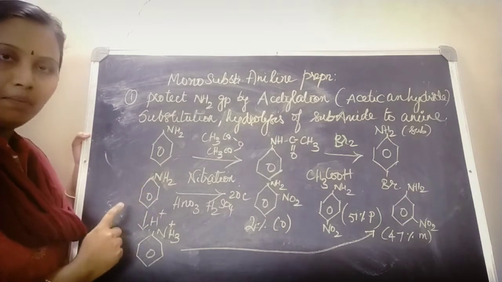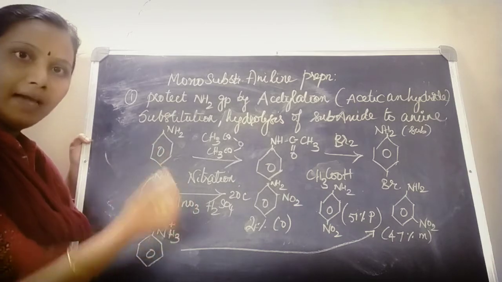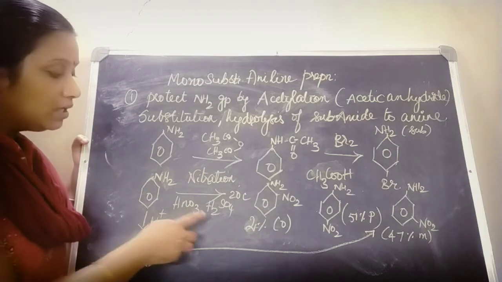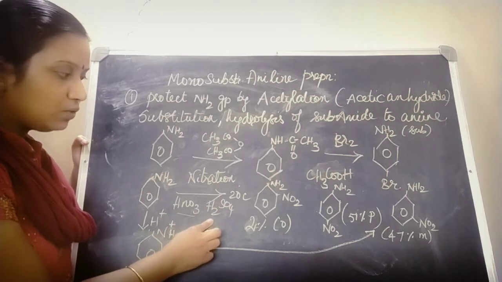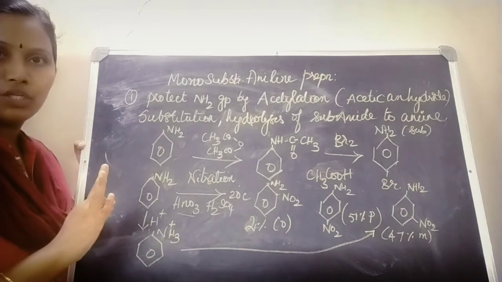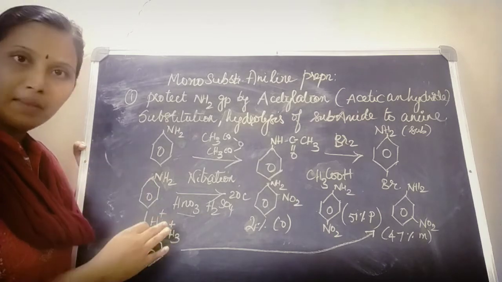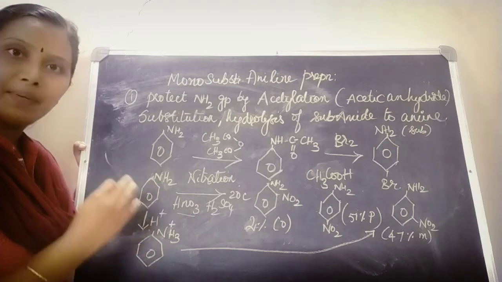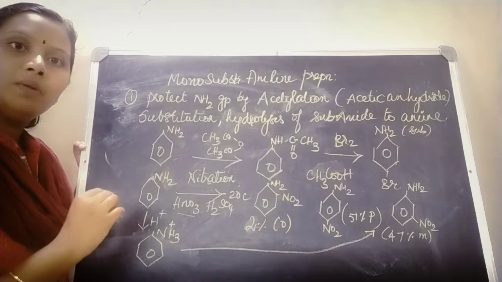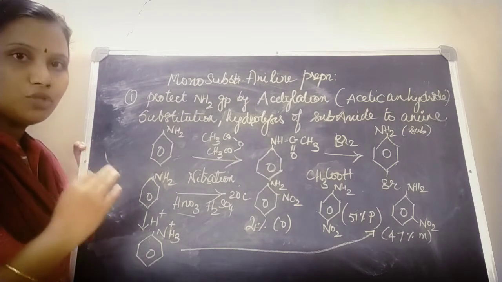For nitration I have aniline, and I have to substitute a nitro group, so I need to supply a nitro group, which is nitric acid and sulfuric acid at 20 degrees Celsius. I will be getting 3 products. The nitro group will be attached at the ortho, para and meta positions, but the para position is predominant.